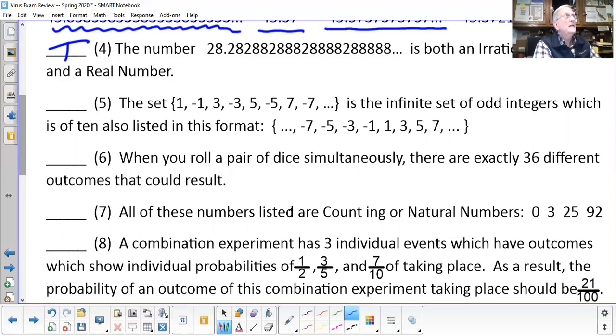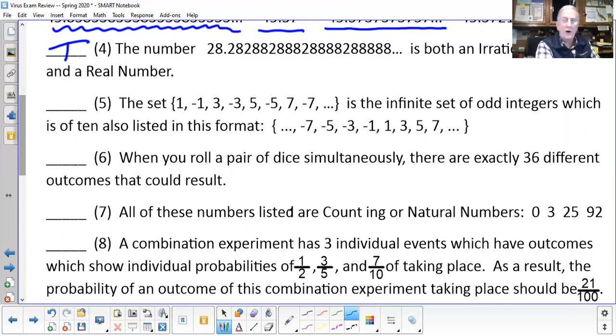The set -1, 1, -1, 3, -3, 5, -5, 7, -7, and so on, is the infinite set of odd integers, which is often also listed in this format.